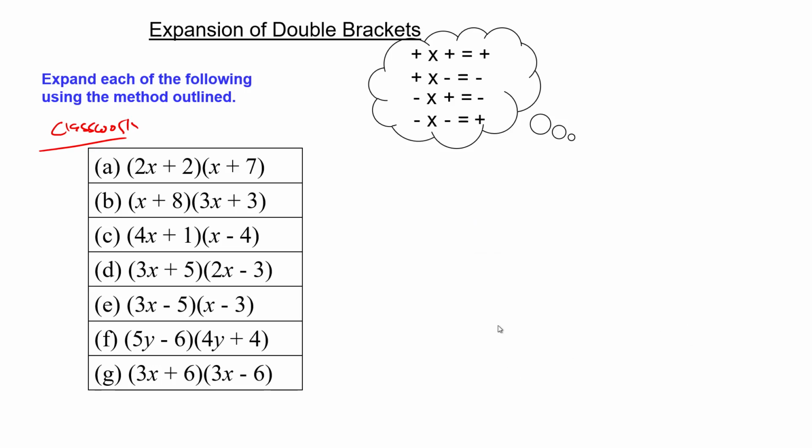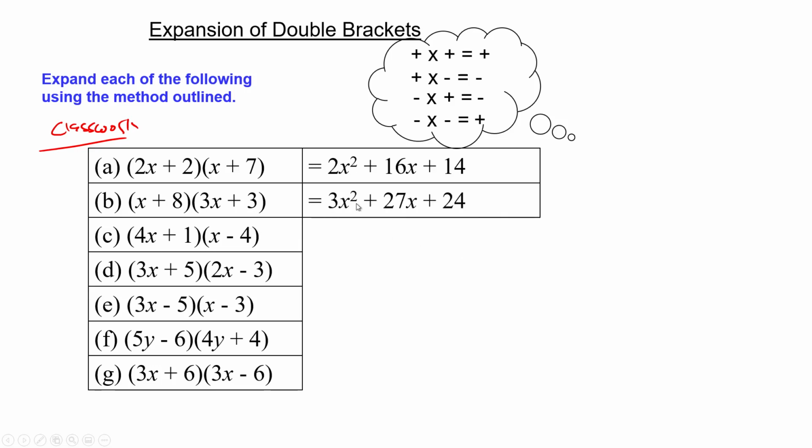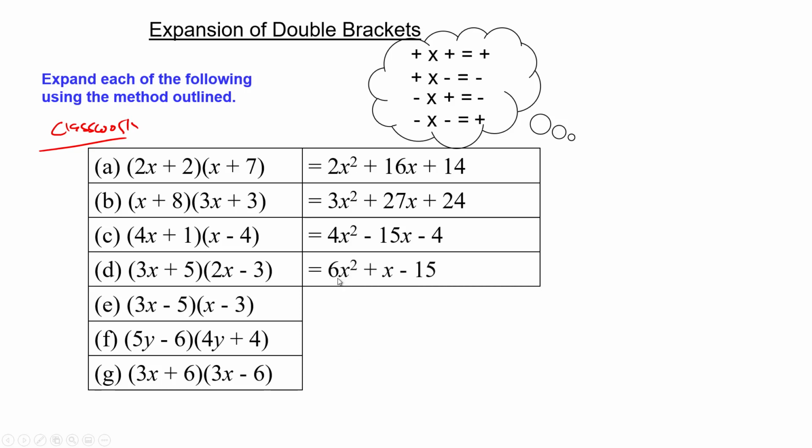Right, first one, A, should have 2x squared plus 16x plus 14. For B, 3x squared plus 27x plus 24. For C, should have 4x squared minus 15x minus 4. For D, should have 6x squared plus x minus 15. Plus E, should have 3x squared minus 14x plus 15.